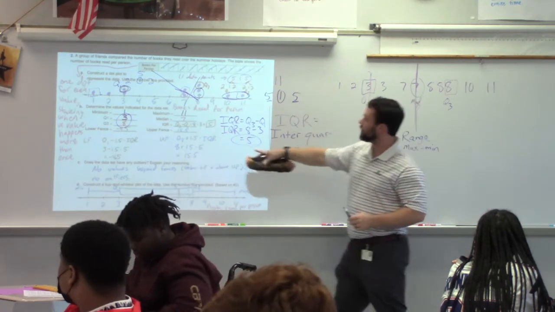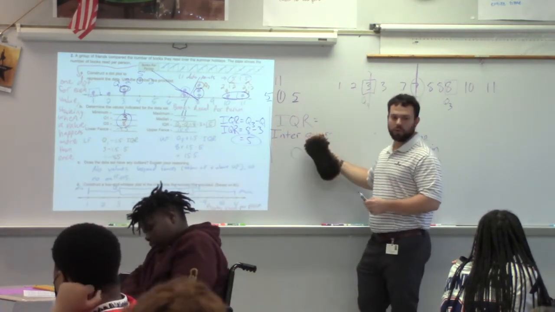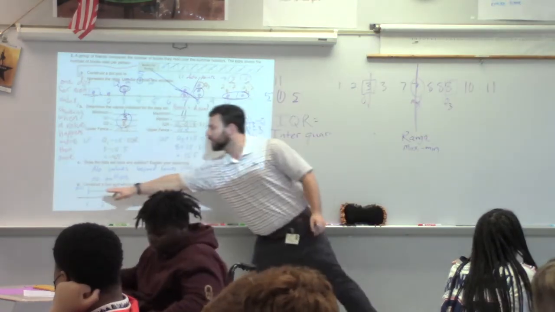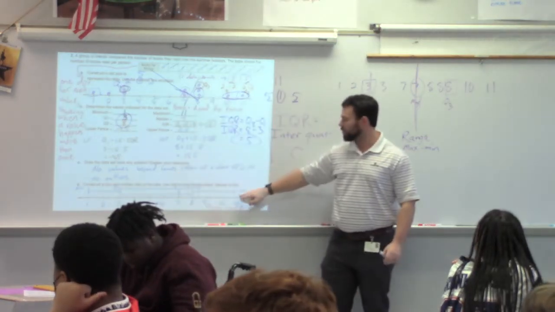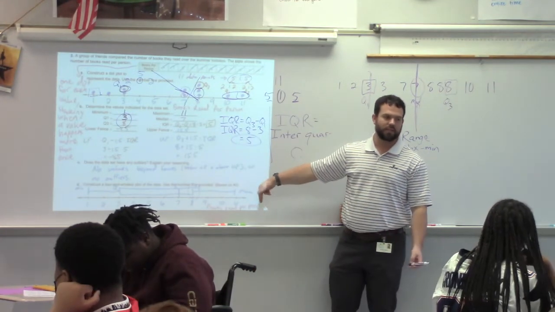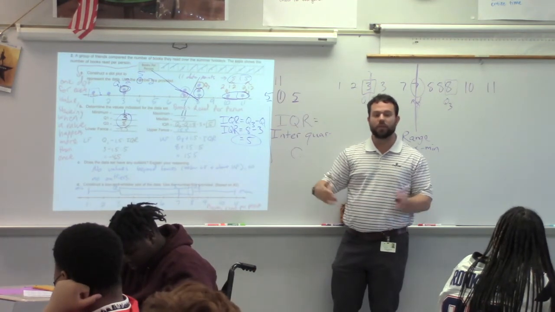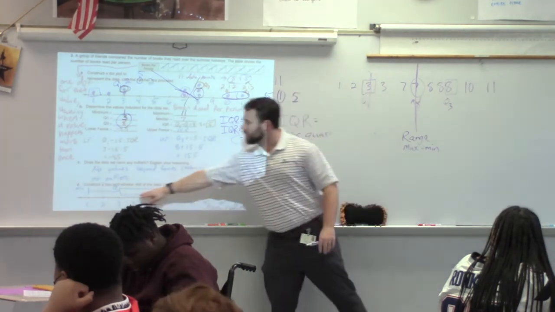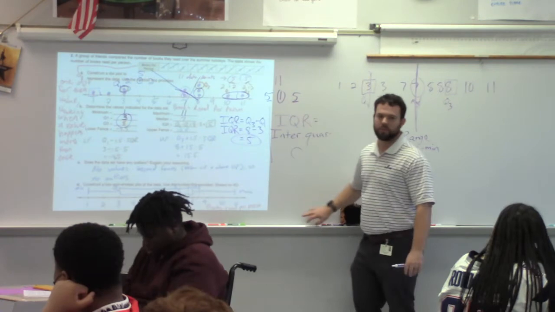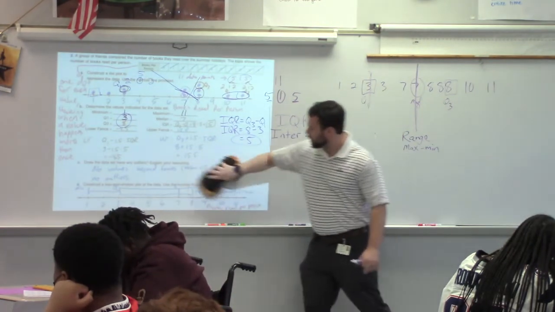It's not the range, it's the interquartile range. Because if you look, the range would be from the minimum to the maximum. How far is it from 1 to 11? It's 10, right? They're 10 away. So it's not the range, it's only the distance from the lower quartile up to the upper quartile. So, interquartile range.